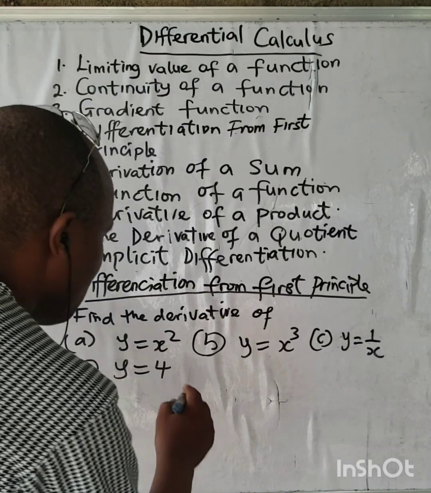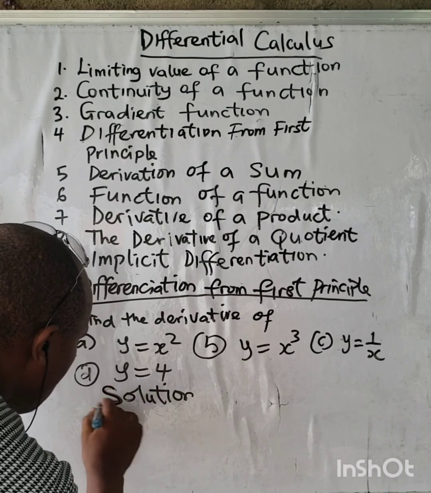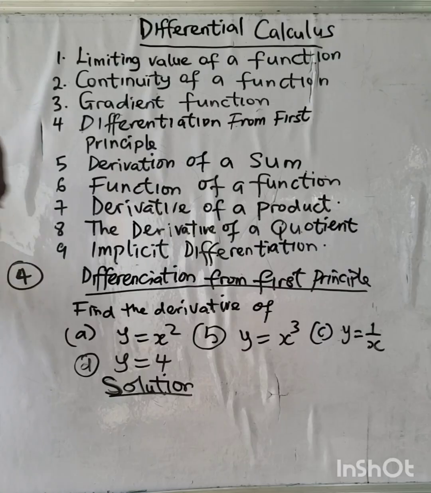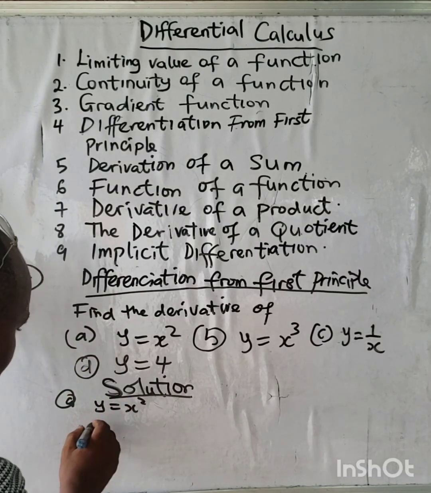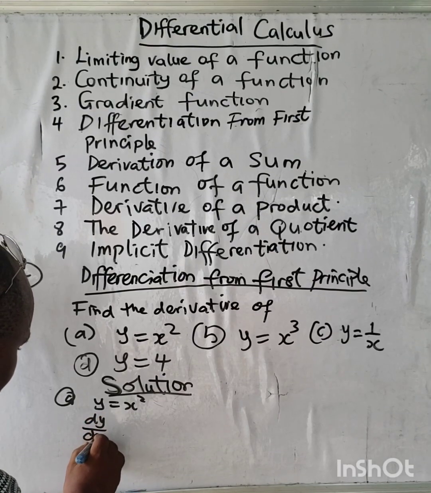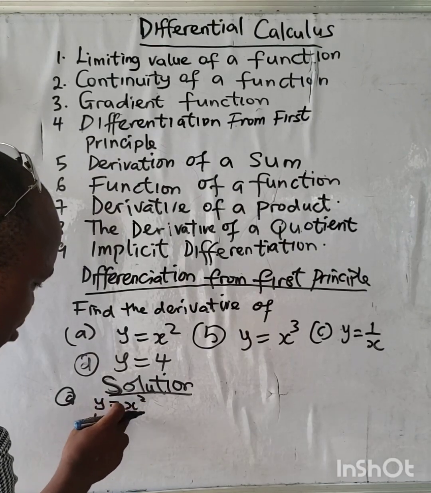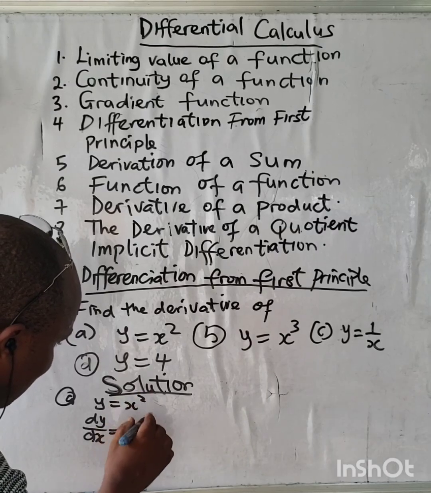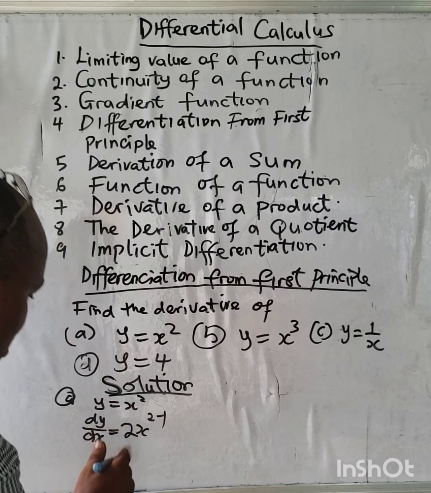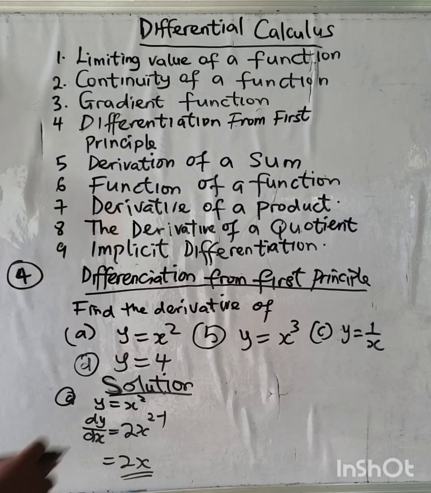This thing is very simple, as I said. It just requires concentration. Now, for a, we have y equals x squared. The dy/dx of x squared: the coefficient of x squared is 1, so that is 2 times 1, 2x to the power 2 minus 1. This will become 2x. The dy/dx of x squared is 2x.